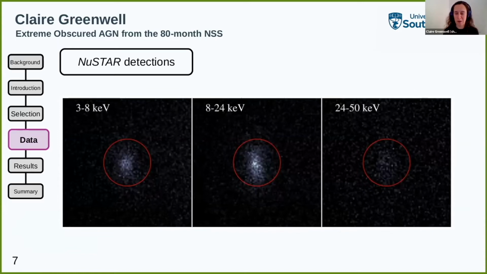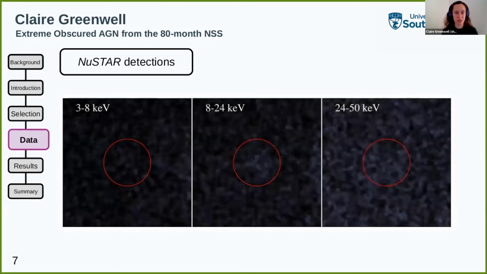I don't know how well this will come out on the big screen, but there is, even by eye, quite clearly a source in that image. So this is a really good one that's detected across this whole wide range of energies. This one is a bit dimmer. So this one, I don't know if you can tell, is only detected in the 8 to 24 keV bit, so the bit in the middle. It's not detected in the soft band, and it's not detected in the very hard band either.